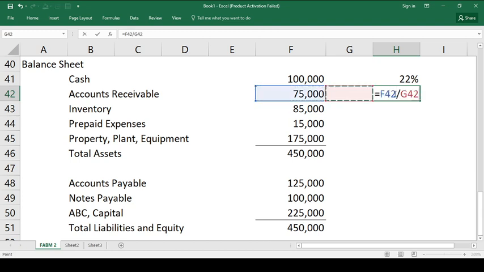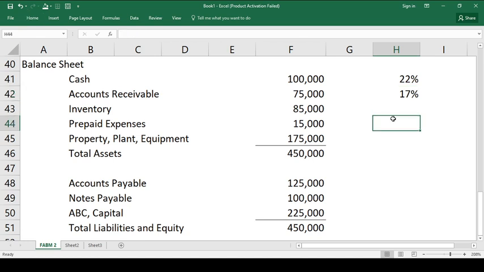75 divided by 450, magkano yan? That is 16.67, at pwede po natin i-analyze at sabihin that 17% of the total assets are receivable. Kokolektahin pa lang. And then, 85 divided 450, that is around 18.89, or magkano yan? 19%. So pwede po natin sabihin 19% of the total assets are inventory at subject for resale. Ibebenta pa lang. And then we have 15 over 450.